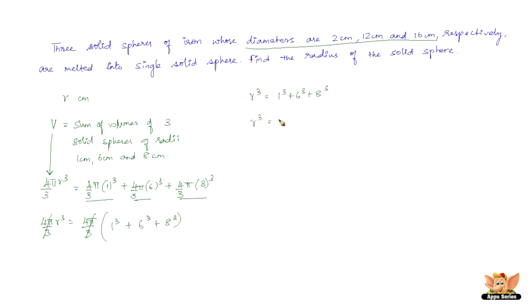So now we have r cube equals 1 cube, which is just 1. 6 cube is 6 into 6, 36. 36 into 6 is 216. 8 cube is 8 into 8, 64. 64 into 8 is 512. So the sum of all these gives us 729. So r cube is 729. Now 729 can be written in the form of a cube as 9 cube. 9 into 9 is 81. 81 into 9 is 729. So if r cube equals 9 cube, then r will definitely be equal to 9 centimeters. So therefore, the radius of the single solid sphere that is formed because of the fusing of the three smaller solid spheres is 9 centimeters. This ends this problem.